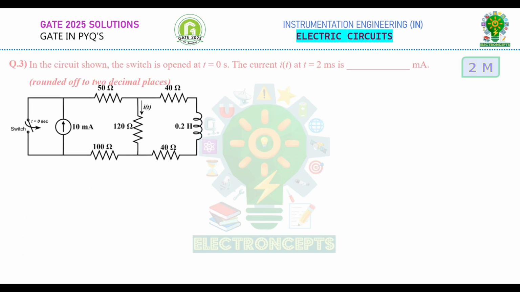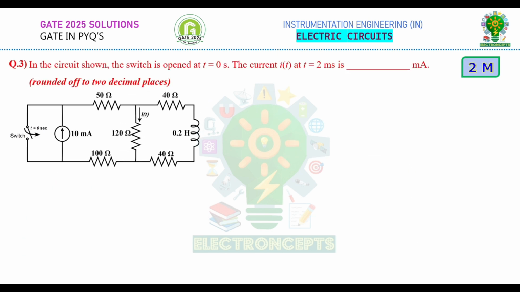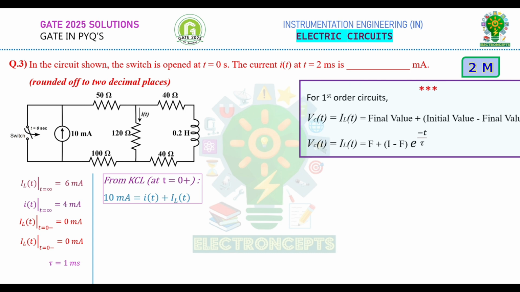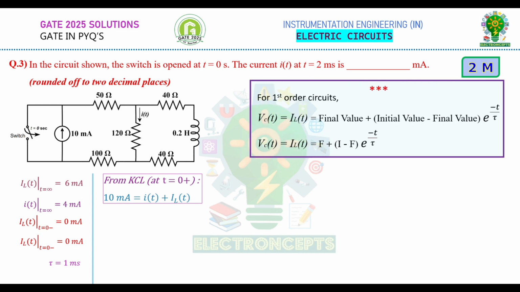Now let us go to the question and calculate the value of current I of t at t equal to 2 milliseconds. Let us note the values of initial value, final value and time constant aside. We also know that at t equal to 0 plus, 10 milliamps is equal to I of t plus IL of t. Let us recall the standard formula which is used for first order circuits.